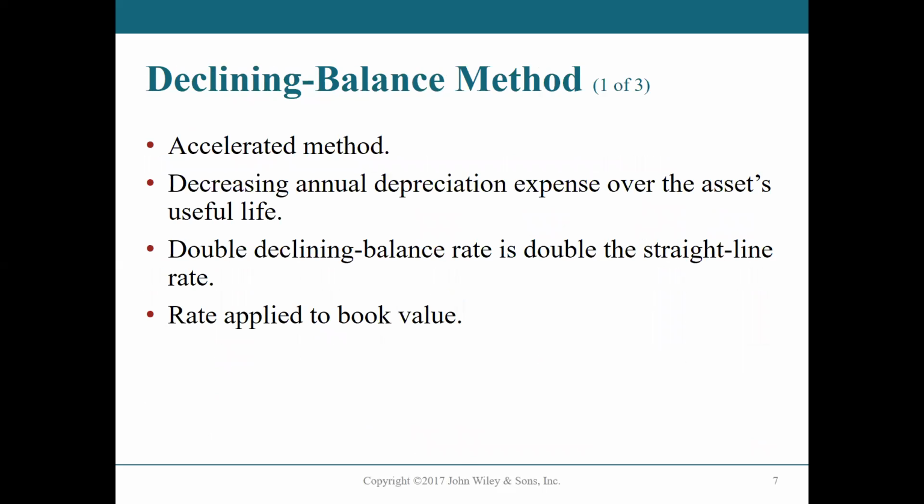All right, so the second method is called the declining balance method, and it's actually part of a whole family of depreciation methods that are called accelerated depreciation methods. We use these because we recognize that some assets really get used up more in the first year than they do in the second year.